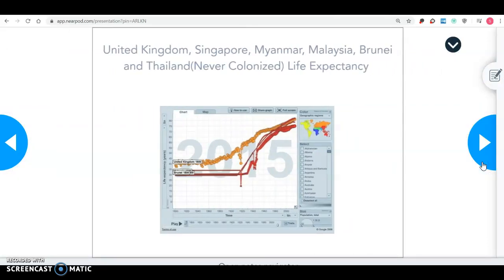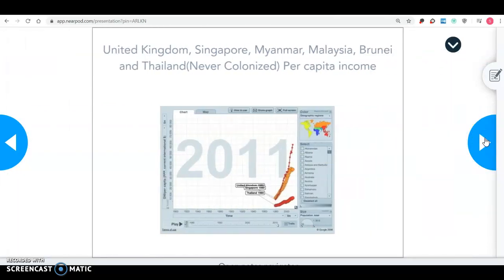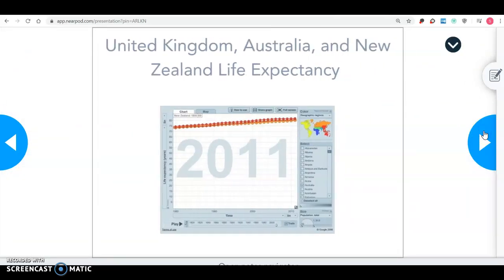And then looking at comparing United Kingdom, Singapore, Myanmar, Malaysia, Brunei, and Thailand, life expectancy, you can definitely see is going up in those areas. So this is like the data of how colonialization impacts an area. You can definitely see where per capita income is going up quite a bit, especially Singapore right here. And that is literally where it's located at, is along a trade route. It's going to develop very, very quickly. One of the richest countries in this area.